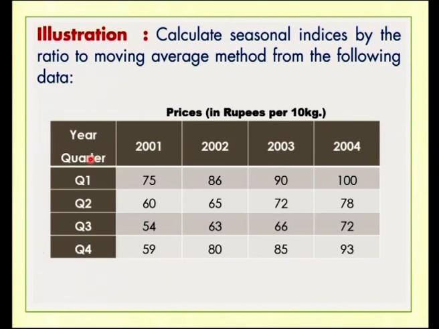For example, the year 2001 has been divided into 4 quarters, each quarter consisting of 3 months. For the first quarter, the price in rupees per 10 kilogram of the commodity is 75 rupees, for the second quarter 60 rupees, for the third quarter 54 and the fourth quarter 59. Like that, this data is given for 4 years from 2001 to 2004. You are asked to calculate the seasonal index for this problem by the method of ratio to moving average.